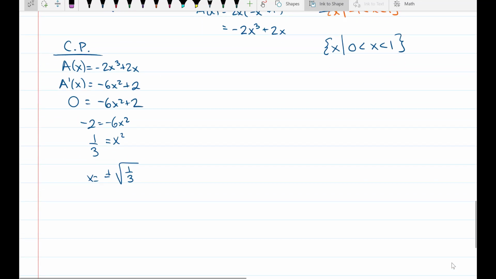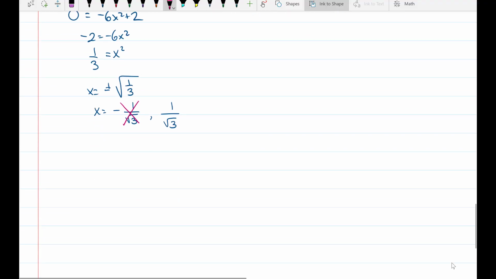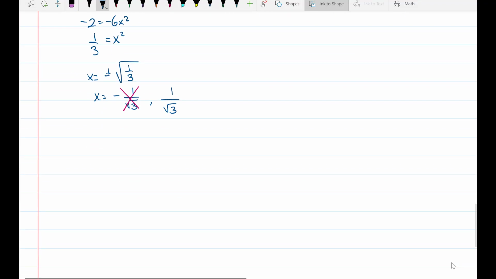Okay? So that allows us to get our two answers of negative radical 1 over 3, well, the square root of 1 is just 1, and positive 1 over radical 3. So this one we can exclude. So we actually only have one critical point to check. So let's check our endpoints. We have x equals 0 and x equals 1.